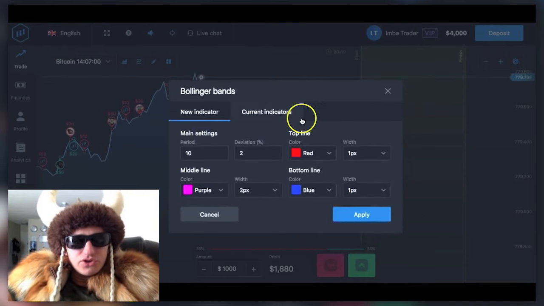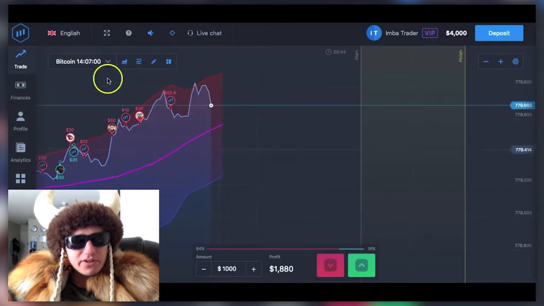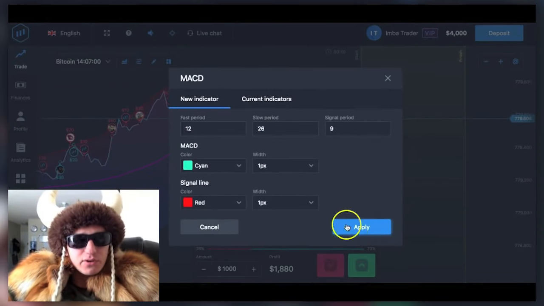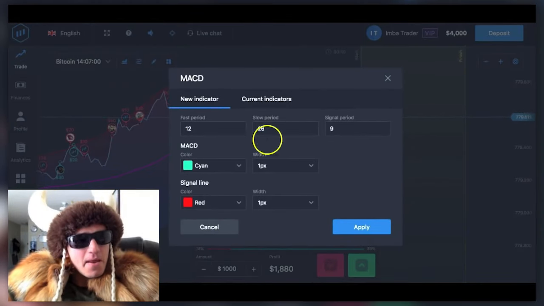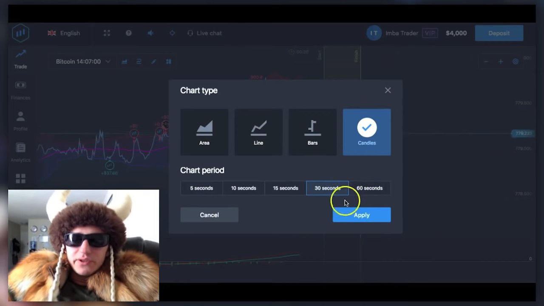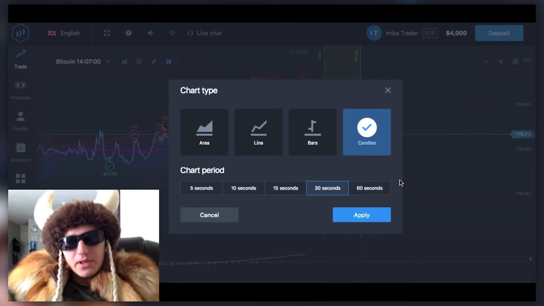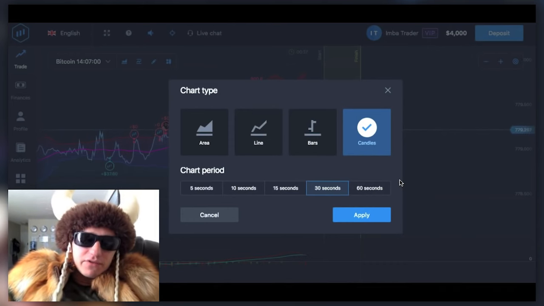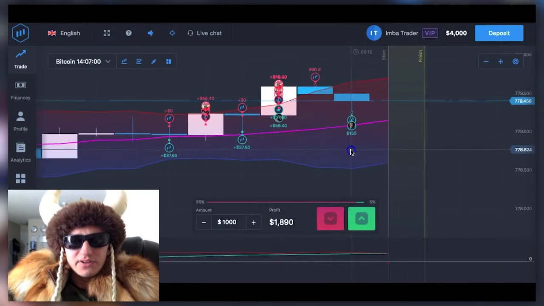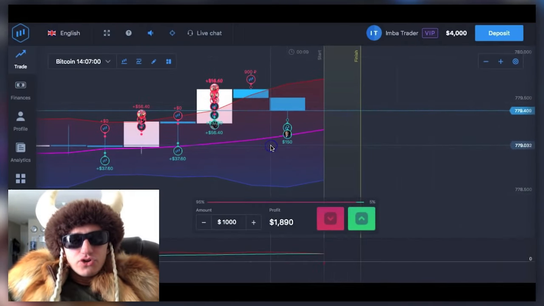You go to the indicators, check Bollinger Bands, and leave all the settings by default. There is also another one which works well in conjunction with Bollinger Bands. It's called MACD. Also leave all the settings by default here, and it does work better if you use it with the candlesticks graph, but make sure that you choose either 30 seconds or 60 seconds period, because it will give you more reliable information. Actually, I think 60 seconds will be even better, but I'll use 30 seconds here to show you how it works.